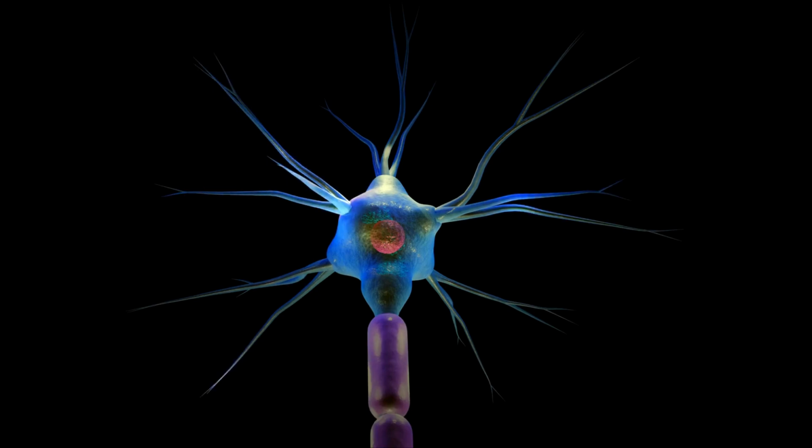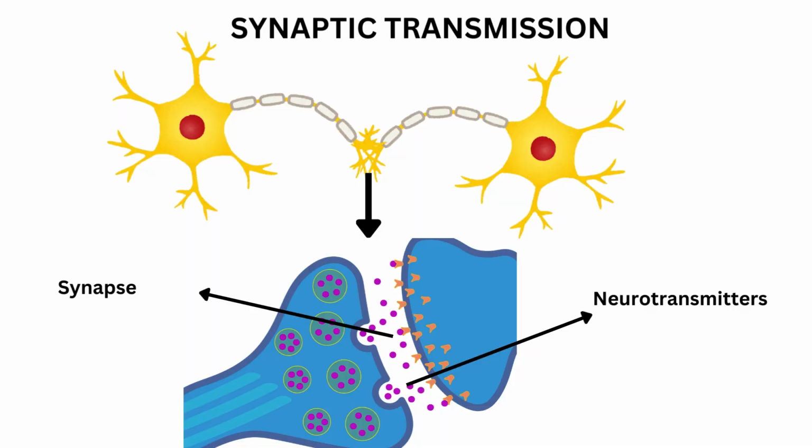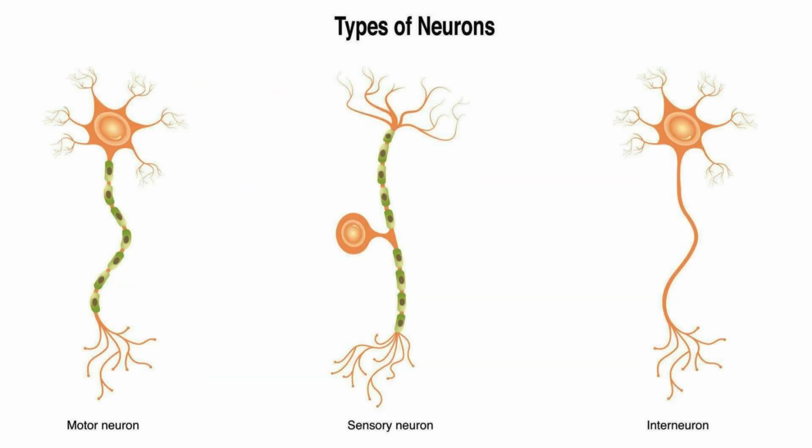An action potential is an electrical impulse that travels down the axon when the neuron's membrane potential reaches a threshold. This is followed by synaptic transmission, where neurotransmitters are released into the synapse to convey the signal to the next cell. There are different types of neurons based on their function.